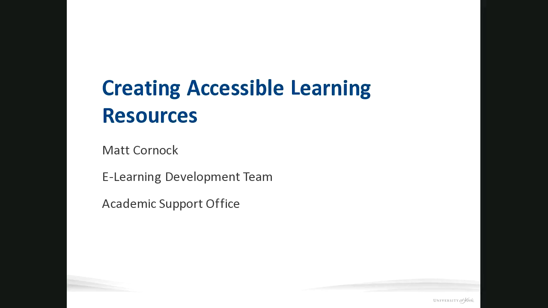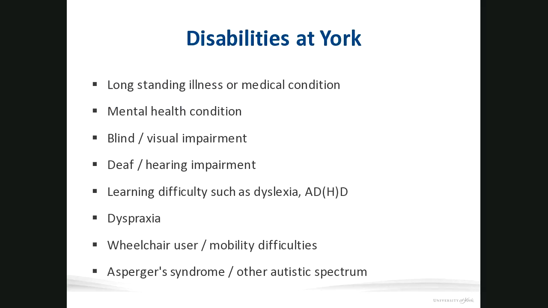So to begin with, we have a number of disabilities with students at York, both staff and students in fact, and these can be very wide ranging. So how do we class a disability? Well, a disability is any long-standing illness or medical condition, and it could be categorised as a mental health condition, a blind or visual impairment, deaf or hearing impairment, learning difficulties such as dyslexia, including ADHD, dyspraxia, mobility impairment, or Asperger's syndrome or another syndrome on the autistic spectrum.